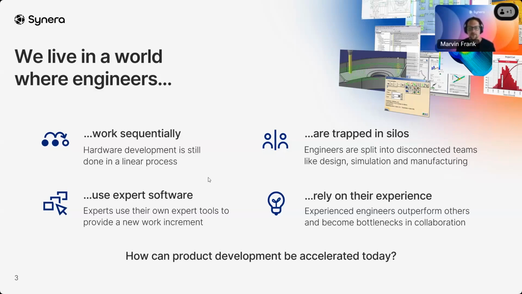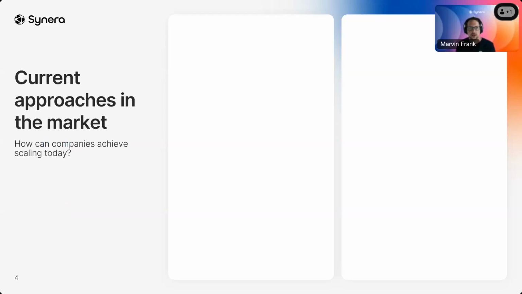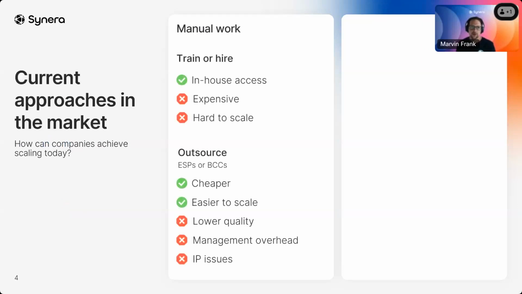So how can this be accelerated? First, what does the industry do at the moment? How do we tackle these problems? The first thing is manual work. In-house, we could, for example, train other people. We can also hire new people. The nice thing is that we have the access in-house, but the downside is that it's very hard to scale. People have an onboarding phase of several weeks, maybe months. After half a year, they are really into it.